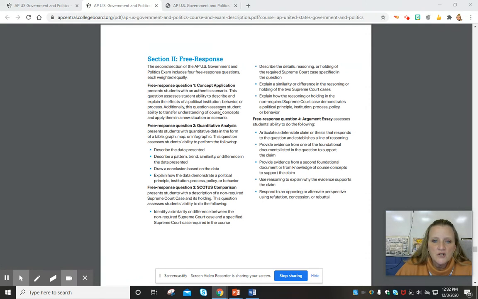Additionally, this question assesses student ability to transfer understanding of course concepts and apply them in a new situation or scenario. It may say, for example, Congress passed a stimulus bill for COVID-19 and you have to go through the process. So that's a concept question.